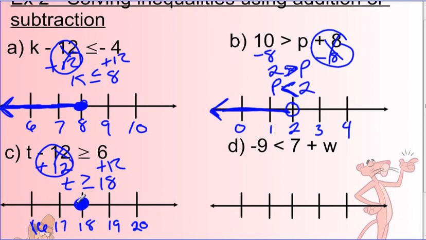And which direction do we shade? Well, we need to shade greater than, because T is greater than 18, and also that arrowhead trick. It's pointing to the right. See, it's pointing this way, so we shade this way.